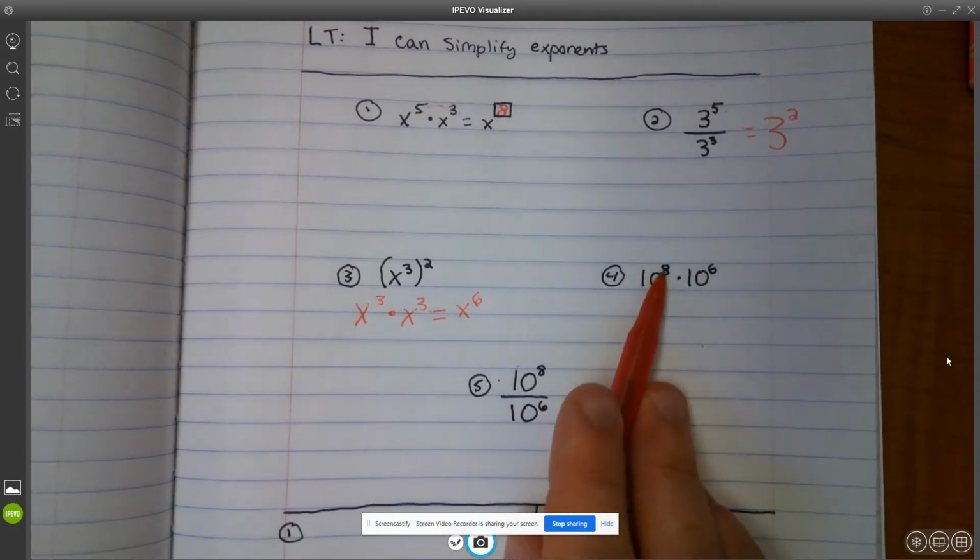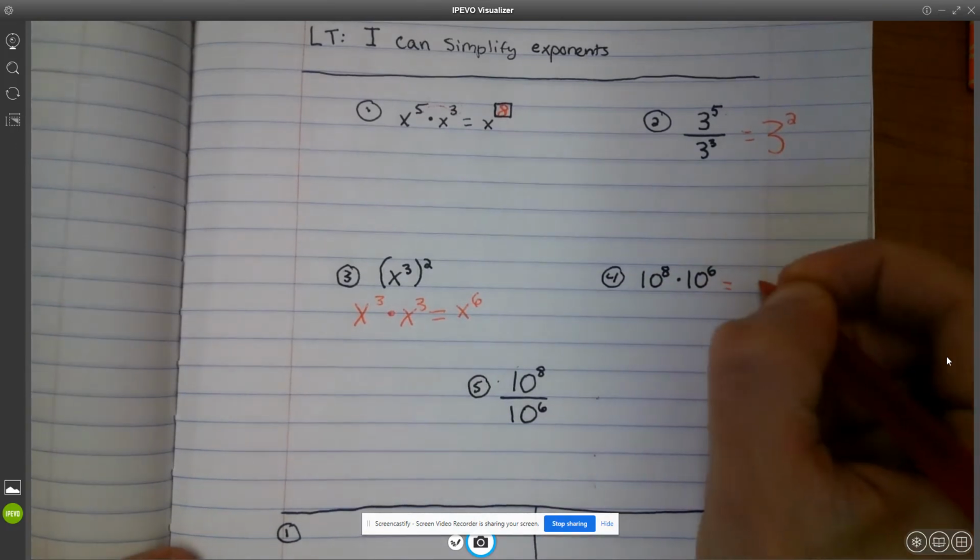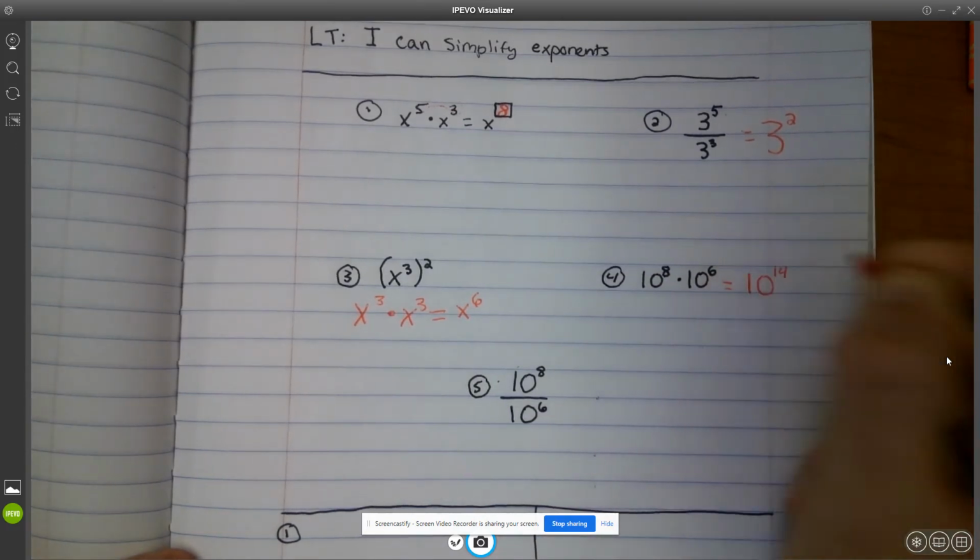Here we have 10 to the 8th times 10 to the 6th. Same thing. We're going to add our exponents. This is going to be 10 to the 14th.